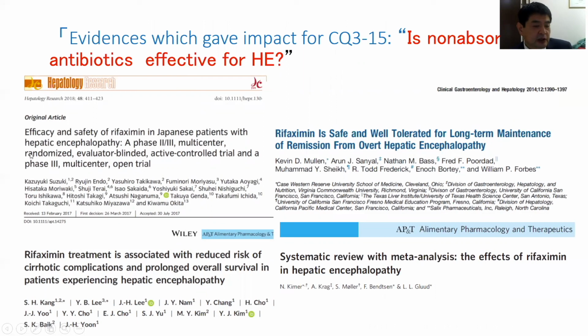This is the Japanese study from the clinical trials, phase 2 and 3. And this is the review article about overt hepatic encephalopathy by Dr. Muller et al. And this is also the meta-analysis, a systematic analysis about rifaximin treatment. The systematic review published in the APNT is in favor of the use of rifaximin for the treatment of hepatic encephalopathy.